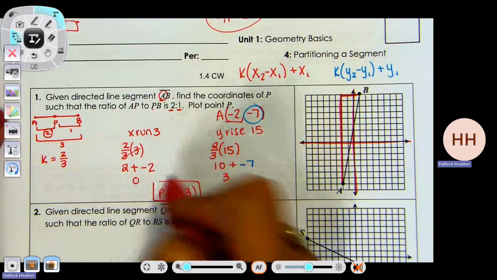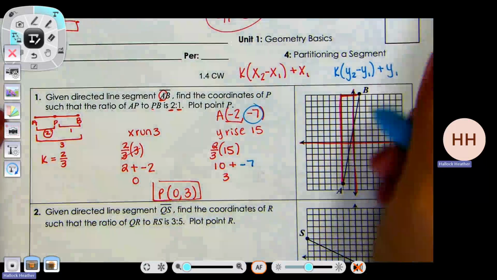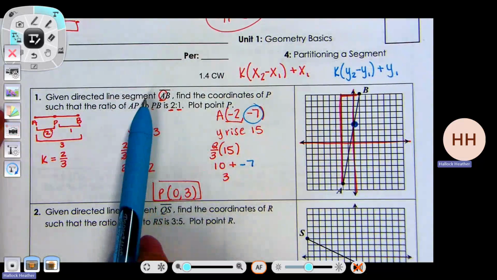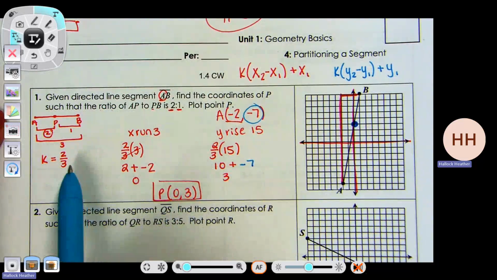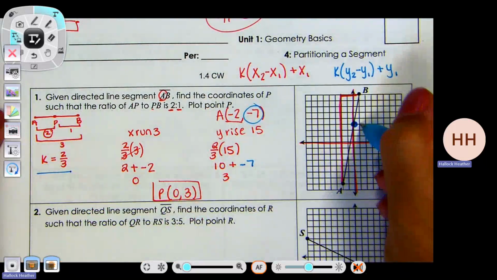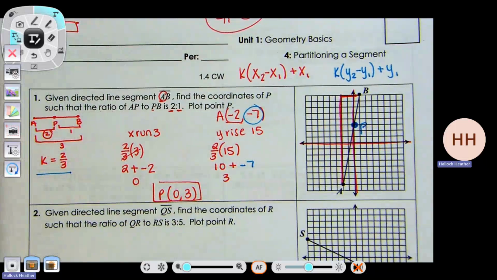So P is (0, 3). If you put that on your graph, (0, 3) ends up right here, which makes sense. If you think about it, you're talking about A to B. You need to go 2/3 of the way, so 2/3 of the way would end up right here. That looks approximately correct because it should be closer to B, since you're going about 66% of the way.